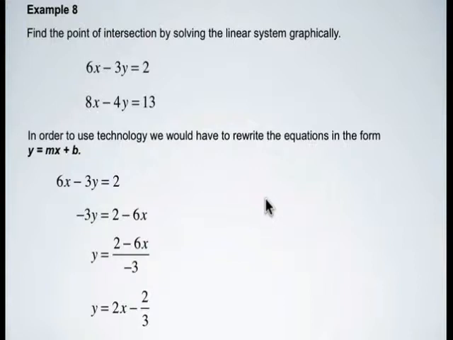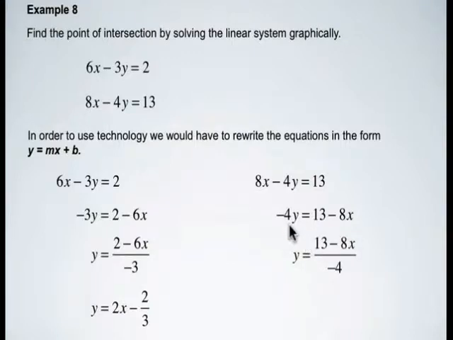So now what we have to do is solve for y in our second equation. And we're going to subtract 8x from both sides first of all, and then we're going to divide both sides by negative 4. And negative 4y divided by negative 4 is 1y, or just y. And negative 8x divided by negative 4 is going to be positive 2x. So we end up with y equals 2x, and 13 divided by negative 4 is minus 13 over 4.